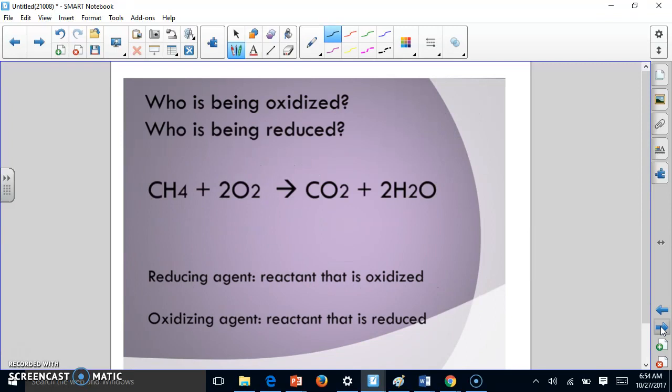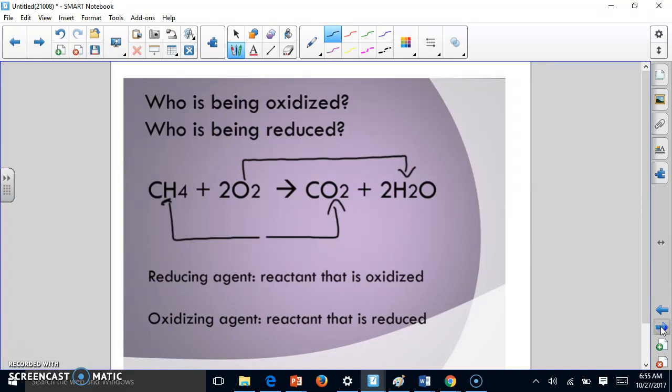So, if we take a look at this reaction, this is actually one of the reactions that we learned in chem, this is actually a combustion reaction. In this reaction, this here is methane. Methane is becoming carbon dioxide, and oxygen is becoming water.